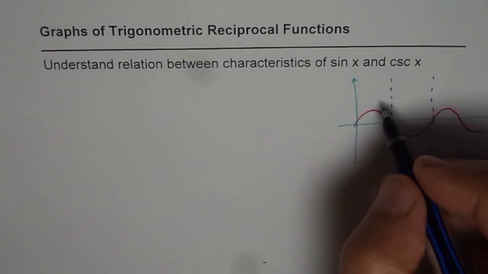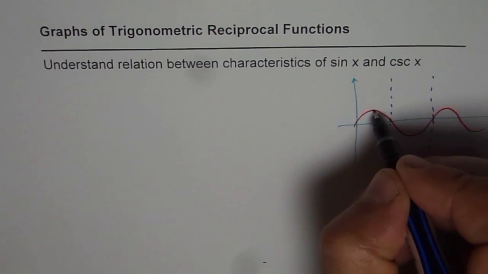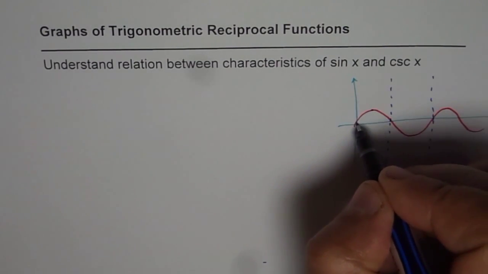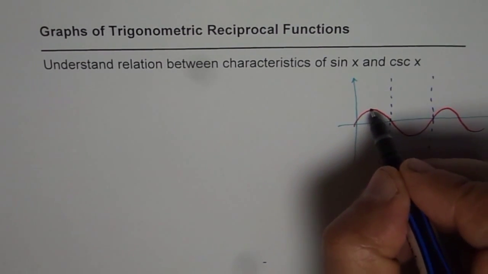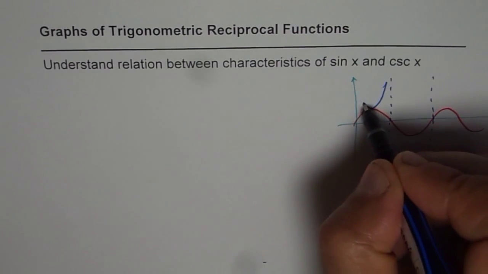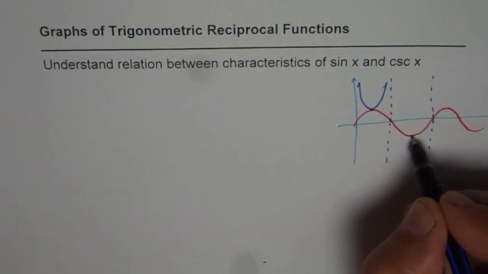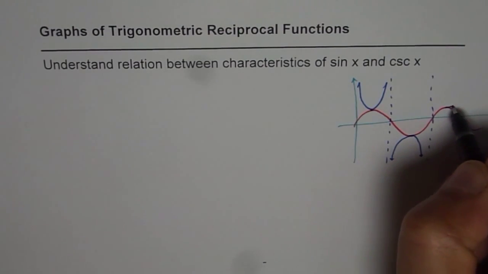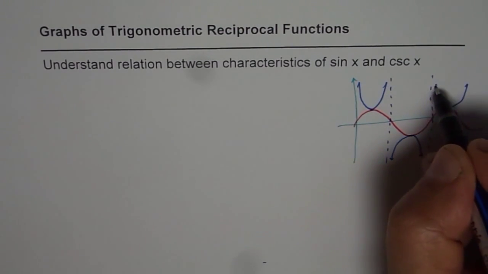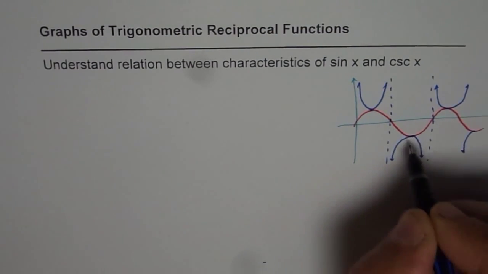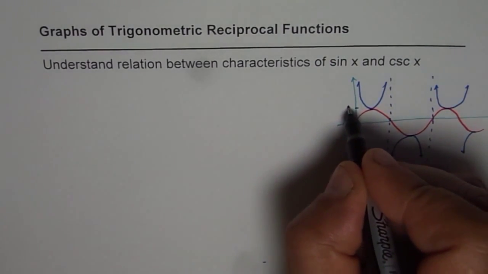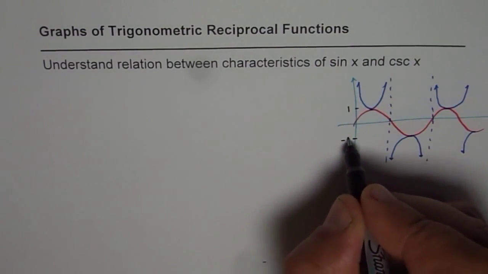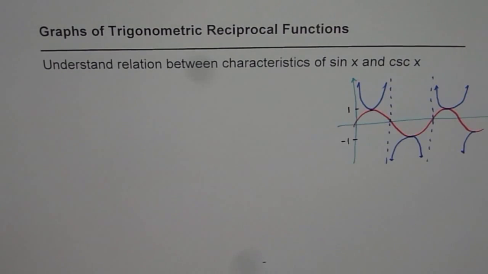This is 1, the reciprocal of 1 is 1, and as the function decreases, the reciprocal will increase. If the function is positive, the reciprocal will be positive. So the cosecant graph will be kind of like this, right? What I mean to say is, that's a correction: from 1 it goes upwards, and from minus 1 it goes downwards. So we have two graphs here.